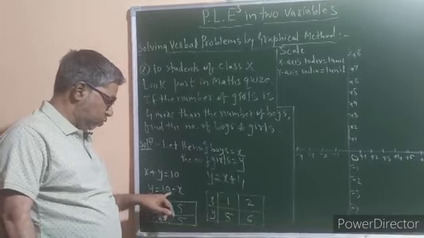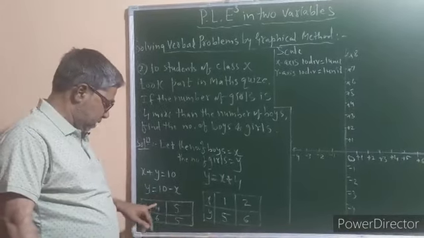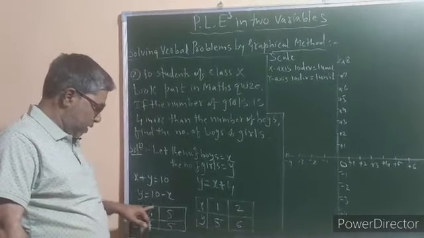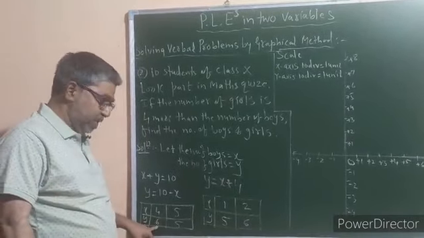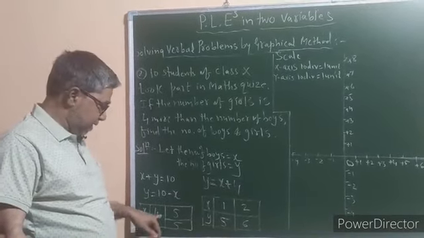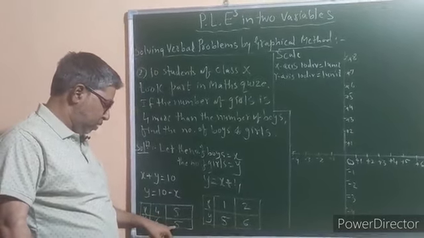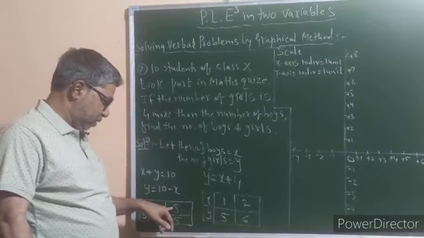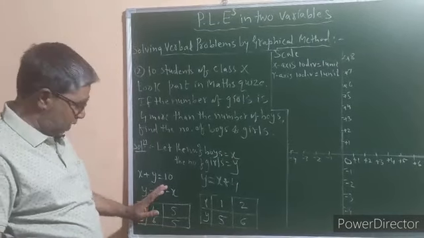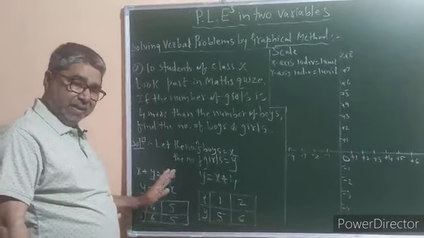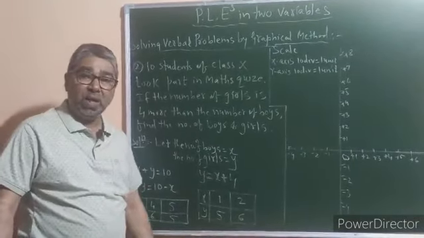So y is equal to 10 minus x. If the value of x is taken as 4, 10 minus 4 will be 6, so the value of y will be 6. If the value of x is 5, 10 minus 5 will be 5, so the value of y will be 5. These are the values of x and y for equation number 1.